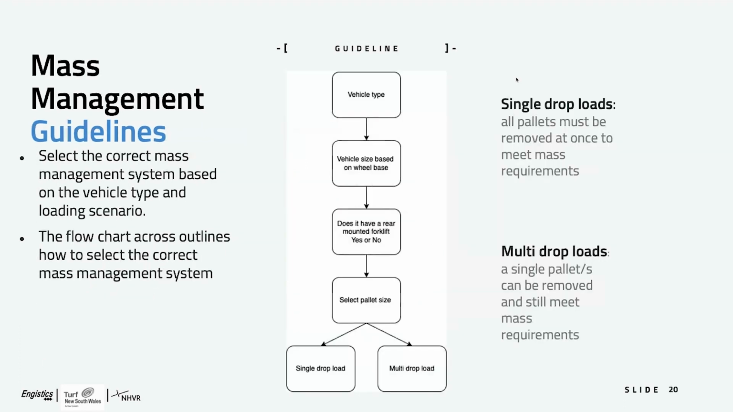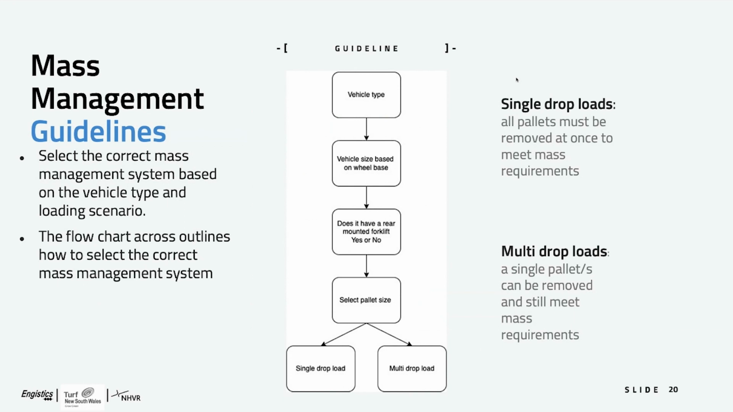In order to select the correct system to use, depending on your vehicle type or your situation, you've got this flow chart that outlines that process. What you want to look at is the vehicle type. Do I have a single drive rigid, a dual drive heavy rigid, dual steer? Pick the vehicle based on the wheelbase, as there are different systems for different wheelbase trucks within the rigid scenarios. Does it have a rear mounted forklift, yes or no? What sort of pallet size is my truck? And then whether I'm doing a single drop load or a multi-drop load.